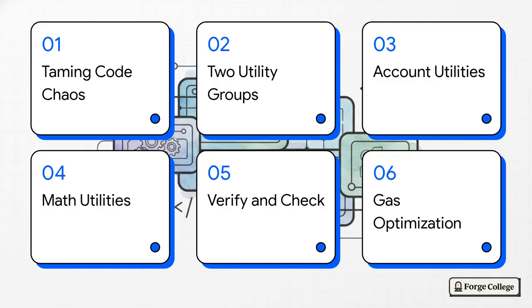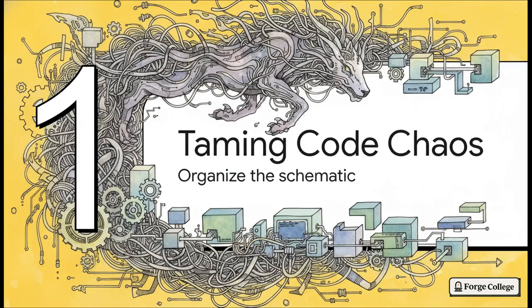Okay, let's dive into this. We've got a pretty solid blueprint today. First, we're going to tame that code chaos, then split our contract into two utilities groups, account and math. After that, we'll run some diagnostics to verify our work, and wrap up by seeing how this beautifully structured setup teases up perfectly for gas optimization. All right, part one, taming the code chaos and organizing our schematic.